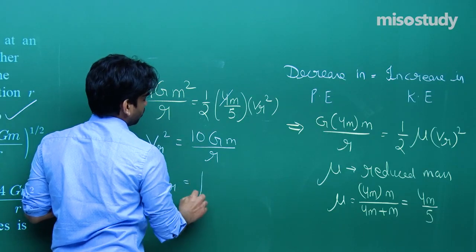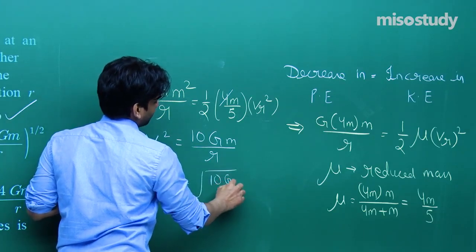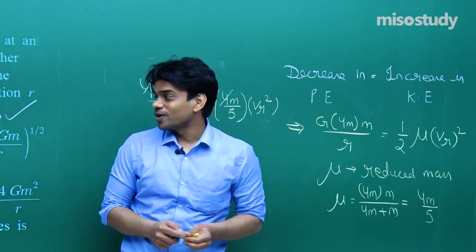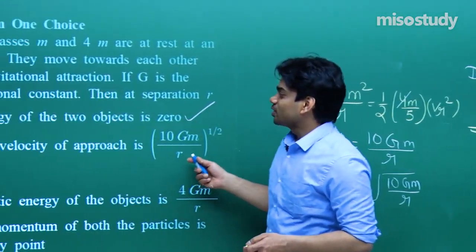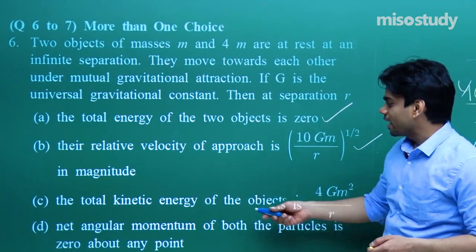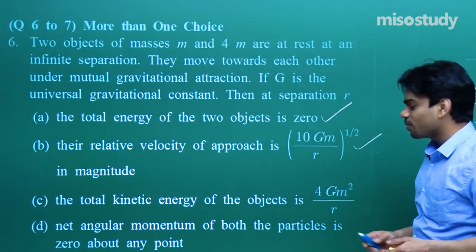Vr is equal to under root 10Gm by r. So option B is also correct. The relative velocity of approach is (10Gm by r) power 1 by 2. Yes, that's true. See, the total kinetic energy of the object is 4Gm² by r.